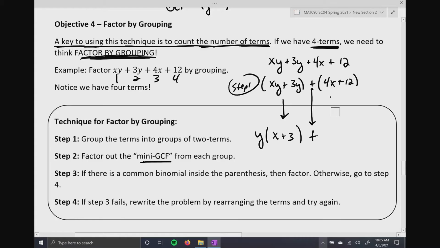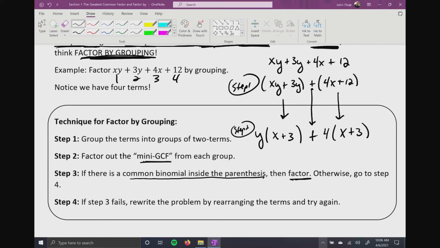Copy the plus sign. Now, if you look at that second set of parentheses, there's a mini GCF there. Notice 4x plus 12. I can factor out a 4. What's going to be left over is the x plus 3. What's beautiful about factor by grouping is now, that was step 2 by the way, in step 3, if there is a common binomial inside the parentheses, factor.